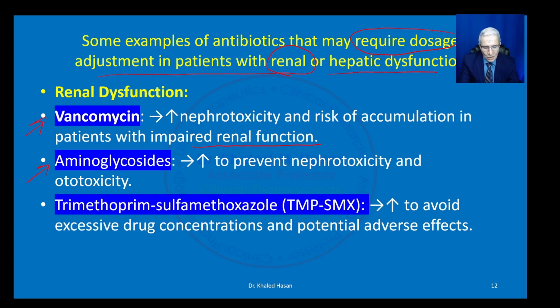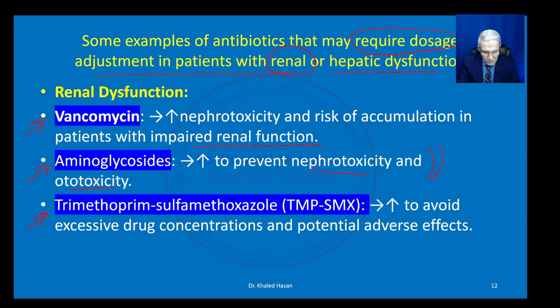Aminoglycoside also increases the risk of nephrotoxicity in addition to ototoxicity, which means it affects the inner ear, which could be the hearing or the balance for the patient. So aminoglycoside doses need to be adjusted in patients with renal dysfunction, because aminoglycoside increases the risk of nephrotoxicity and ototoxicity. Another important example is trimethoprim and sulfamethoxazole.